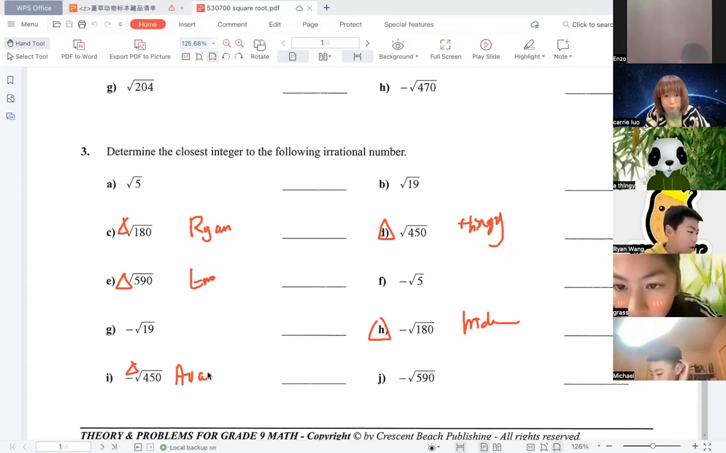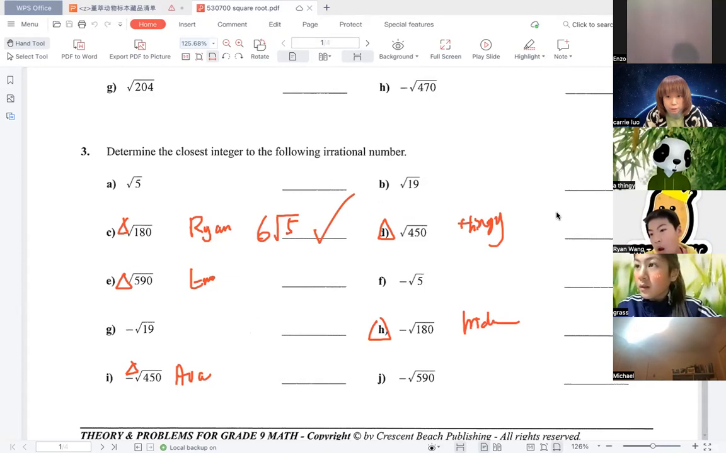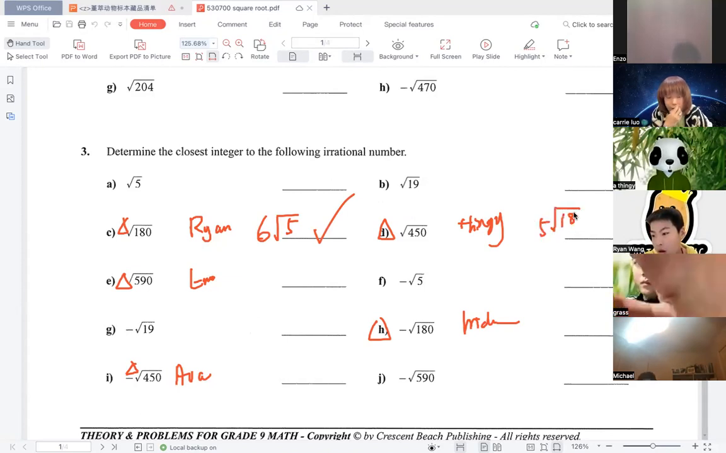Does that say 450 or 4.5? 450. Okay. First one for C is 6 square root 5. 6 square root 5. Good job, Ryan. Very good. Athene, square root 450. Five square root 18. 5 square root 18. Like that.